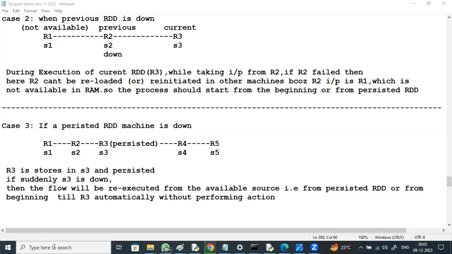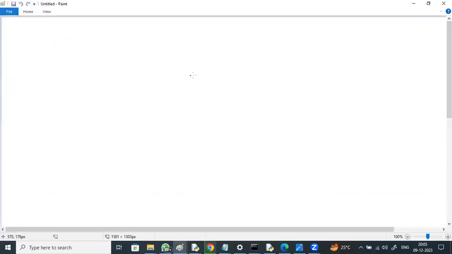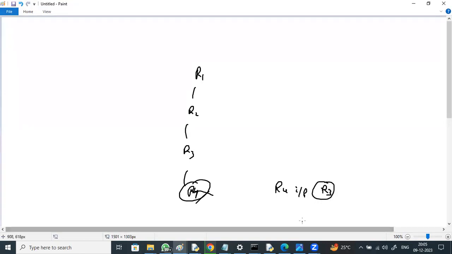See one thing. Take R1, R2, R3, R4. Whenever the R4 machine is down, R4's input is R3. First it will check whether R3 is available or not. If available, directly it takes its output and R4 computes. If R3 is not, next. For example, it keeps going like this, bottom to top.